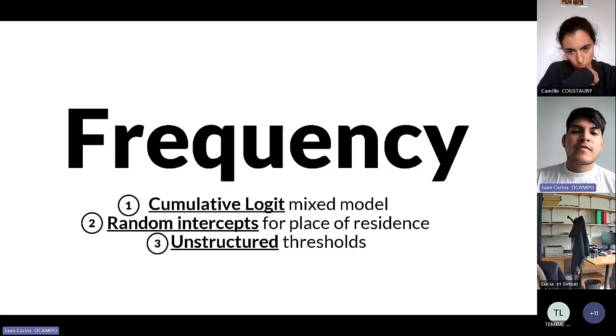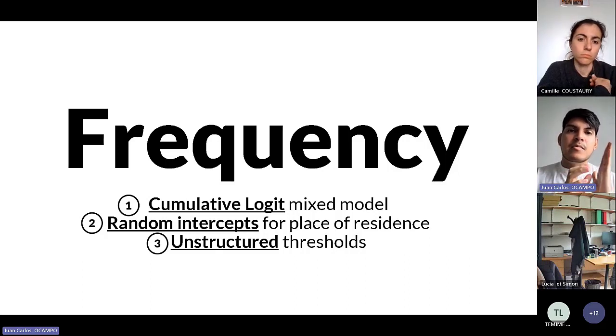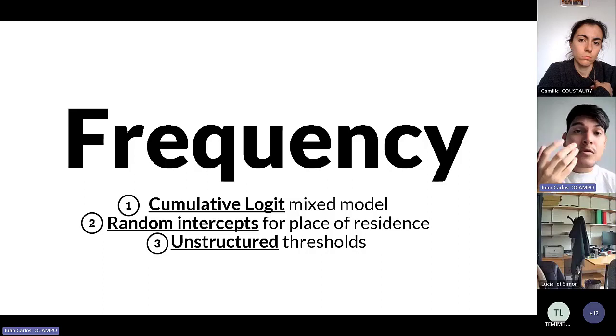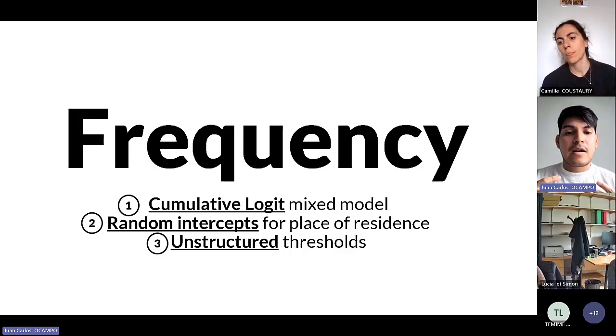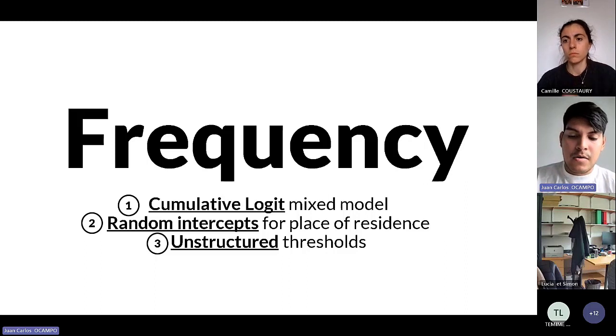We also have random intercepts for place of residence, same reasoning as before, and very importantly, unstructured thresholds. This is one of our key assumptions, and that is that the distance between, say, our ordinal outcome categories from never to sometimes to often, these are not equidistant. It's not the same distance, and we're also not supposing that these distances are symmetrical. Many other ways of modeling ordinal outcomes do that. If, say, you had a Likert scale as an outcome, then you might think that these are somehow structured thresholds, equidistant or symmetric. We're not making that assumption.